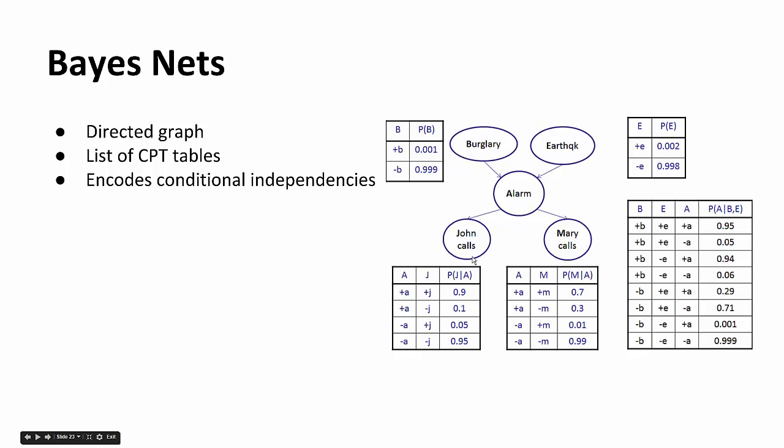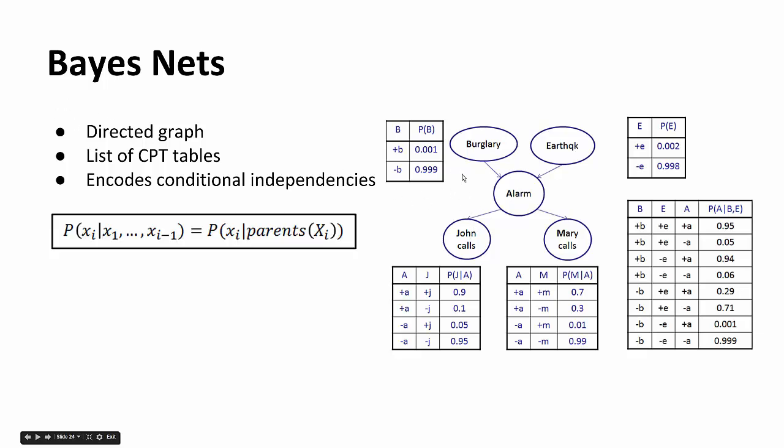So for example, the node for j is going to be the probability of j given the parents of j, which is a, so the probability of j given a. The conditional probability table for node a is going to be the probability of a given the parents of a, which is b and e, so the probability of a given b and e. And the probability table for node e is just going to be p of e because e has no parents. Okay, and so what all of these tables are going to encode is a list of conditional independencies, right? So each node is dependent on its parents and affects the nodes below it.